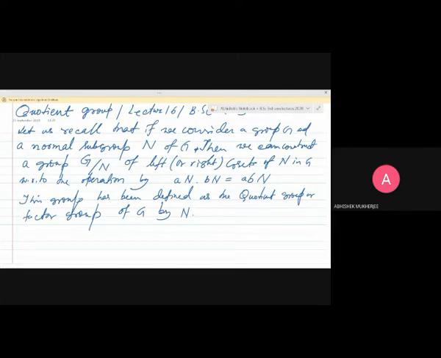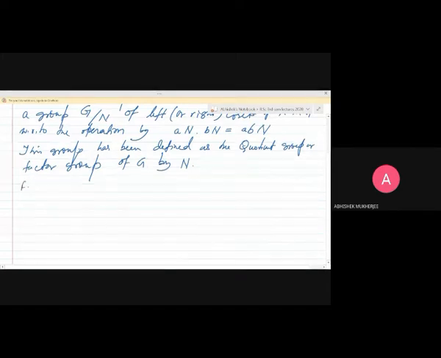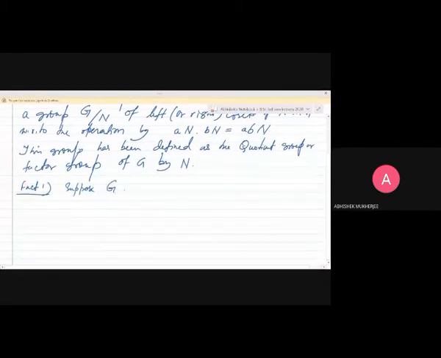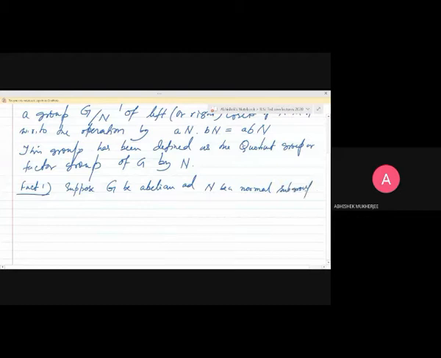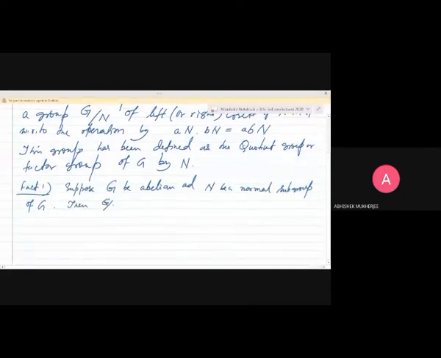Now it should be noted that you can write down some facts of this quotient group of G by N. So fact 1 is that suppose G be abelian and N be a normal subgroup of G, then one can prove that its quotient group is also abelian.